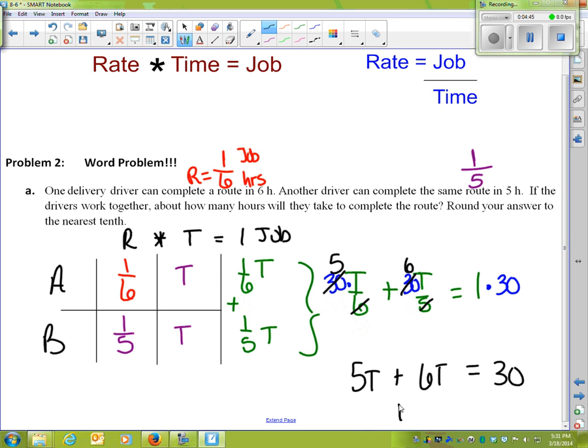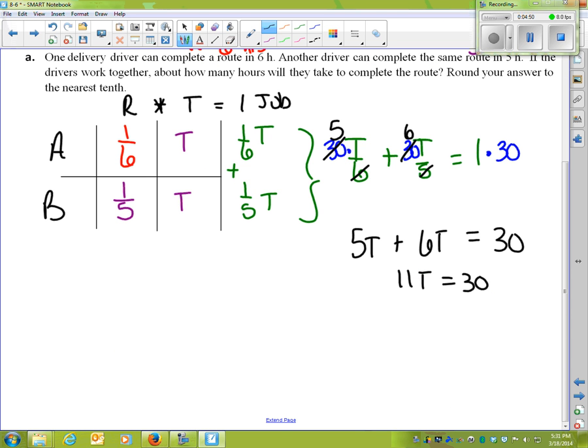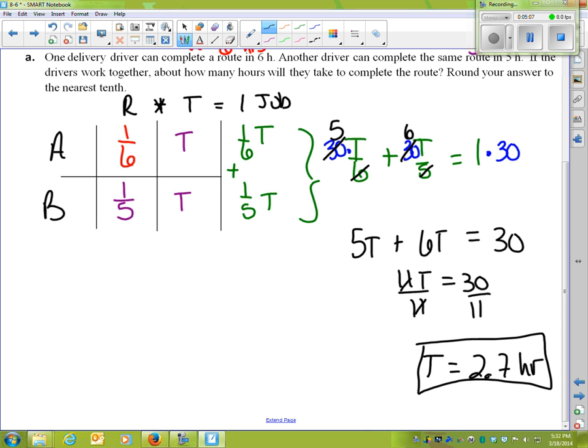5 plus 6, 11t equals 30. Divide both sides by 11. And you get 2.7 hours. If our two drivers work together, it will only take them 2.7 hours.